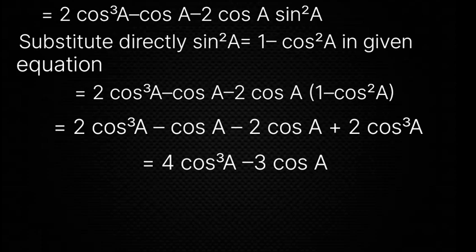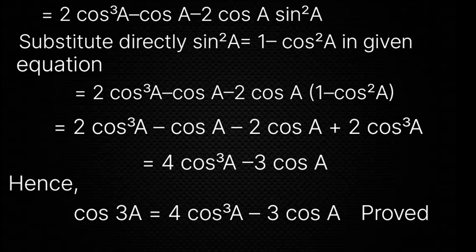And there you have it. By systematically applying these identities, we have successfully proved that cosine 3a equals 4 cosine cubed a minus 3 cosine a. It is a beautiful piece of trigonometry that connects single, double, and triple angles flawlessly.